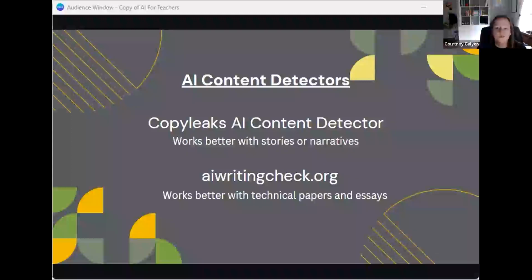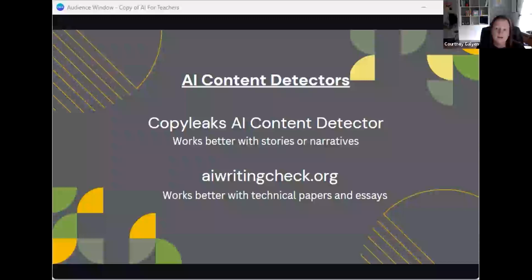So one of the ways that we can determine if the students are using AI to write their papers and to cheat are these AI content detectors. I personally tested both of these using my own writing and asking ChatGPT to create stories and pieces that have similar content. CopyLeaks was able to detect narratives written by ChatGPT nearly 100% of the time, while identifying my writing as having a 99% likelihood that it was written by a human.